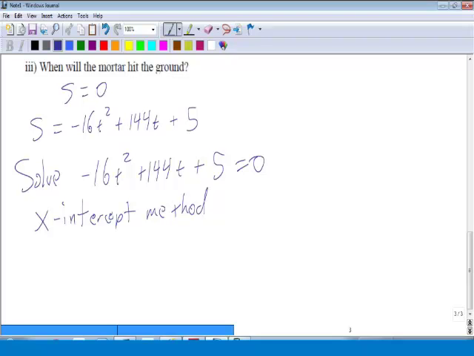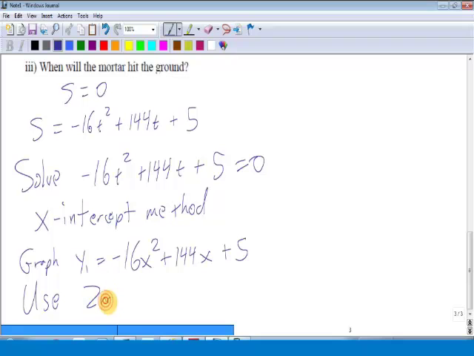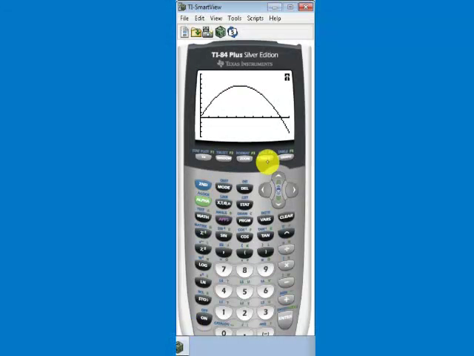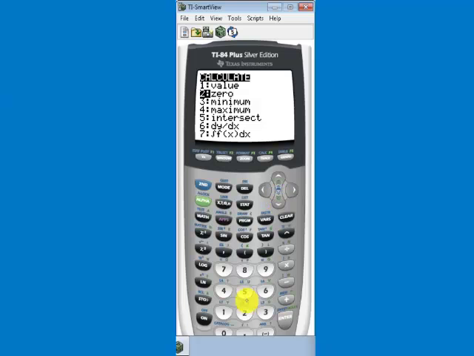So you'd have to take everything on one side and subtract it from both sides and get 0. Here we already have 0 on one side. So all we have to do is graph y1 equals negative 16x squared plus 144x plus 5. And then we'll use second trace, with, of course, the calc up above it. Second calc, it is 2. The 0 feature on the calculator.